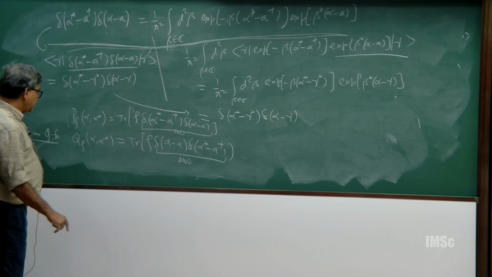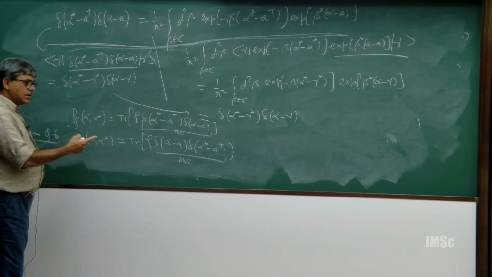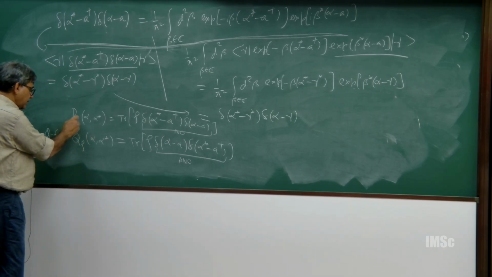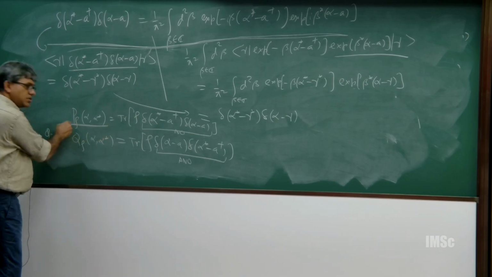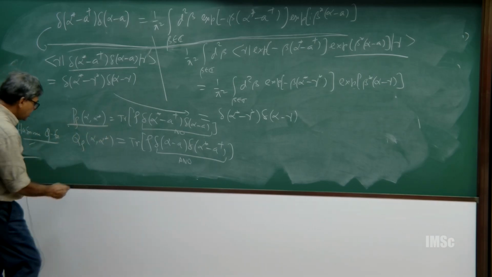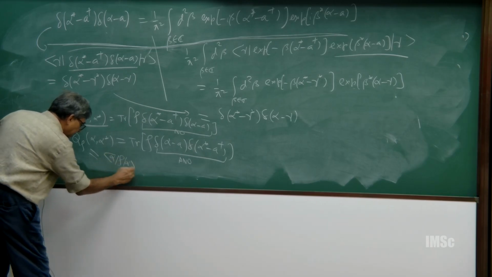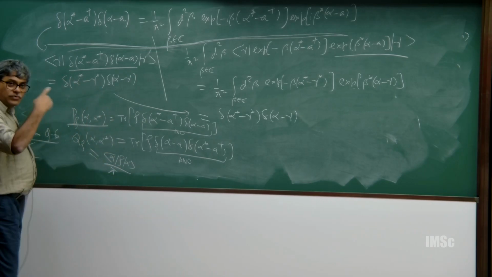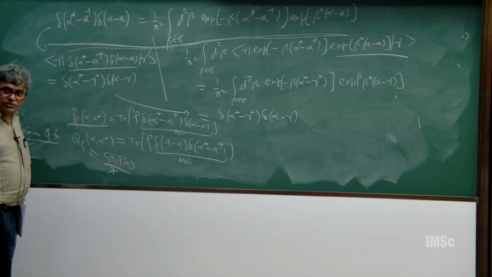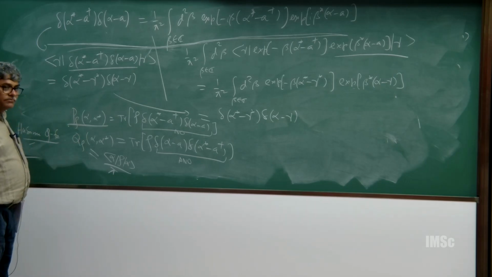Okay. And as we have shown what the P distribution function is, you can show that this is your alpha rho alpha by pi, which we have discussed last time. Okay. So, this is your Q distribution function.